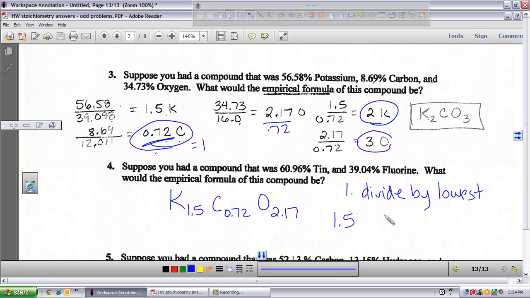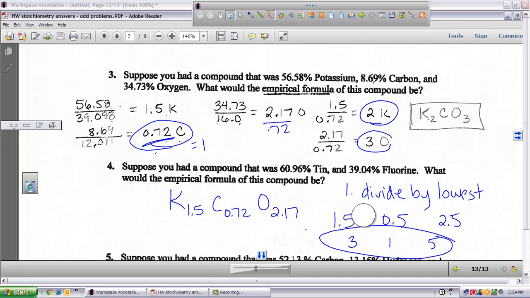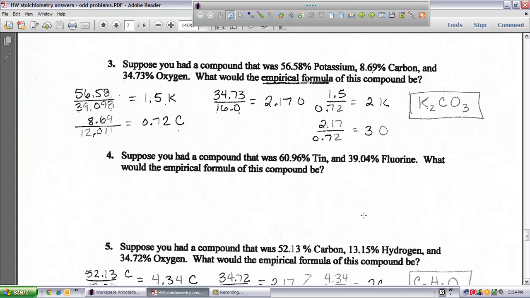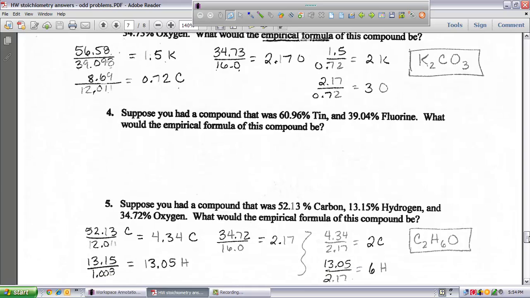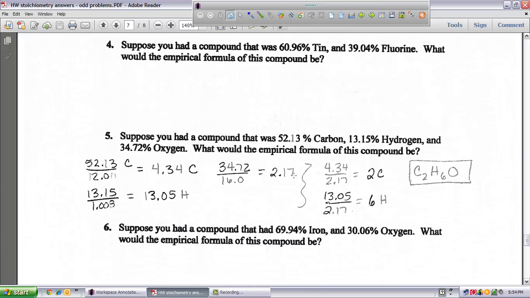But sometimes you do all that and you still don't get a nice round number. You might get 1.5 and 0.5 and 2.5 or something like that. So then when you get that, you might have to double them. Usually that's what I do when I see those 0.5s, because I know that when I double a half, I get a whole. So you would get a 3 and a 1 and a 5. So then you would have those as your subscripts in your equation. So be careful about that, because sometimes that will happen.